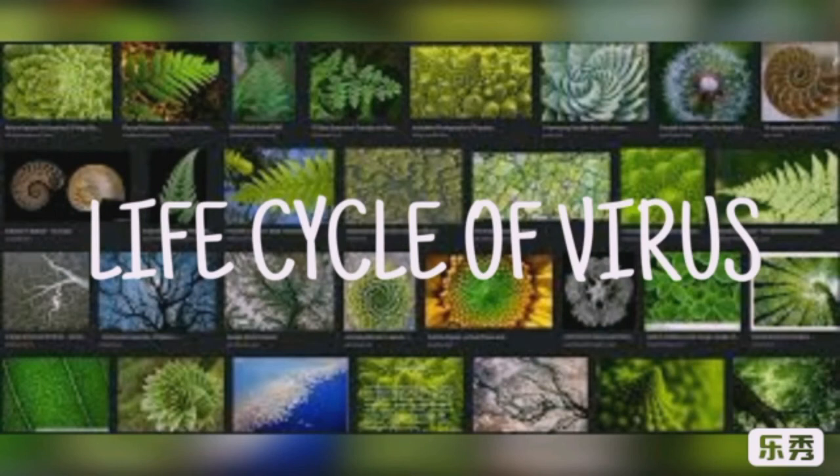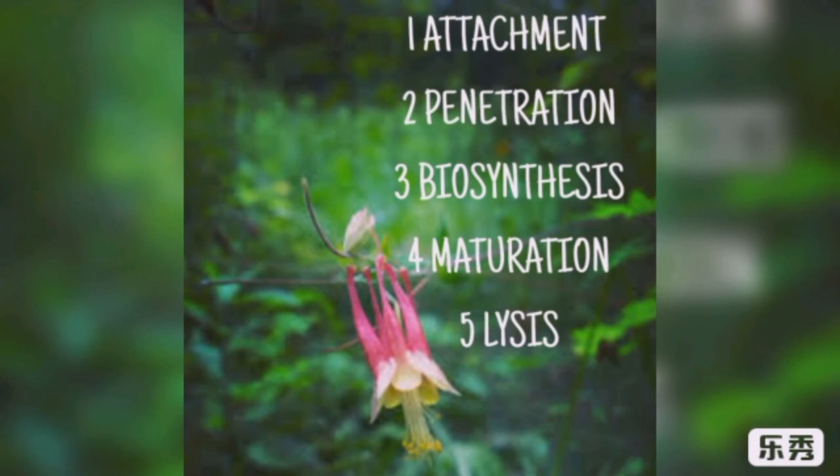Okay children, now let us study the life cycle of virus. Are you ready? The life cycle of virus is completed in 5 different steps. They include attachment, penetration, biosynthesis, maturation and lysis. Now let us study these one by one. First of all, attachment. The virus comes and attaches to the host body. That is the first step.